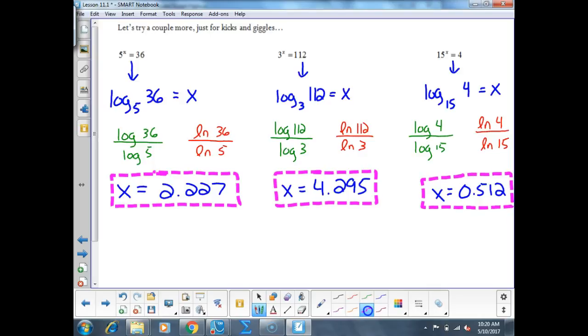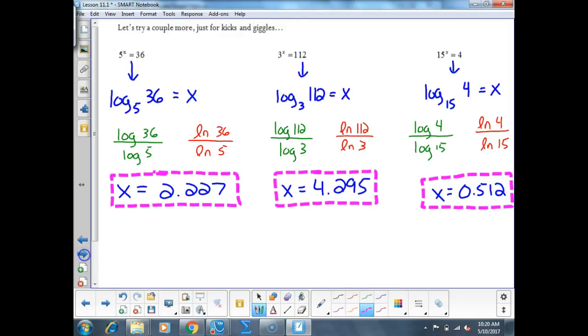Sense-wise, that makes sense because 4 is between 15 and 1. Okay. Alternatively, logic-wise, that makes sense because an exponent of 1/2 put on 16 is equal to 4. 16 to the 1/2 power is the square root of 16, which is 4. Okay? 15 is really close to 16, so this should be really close to 1/2.